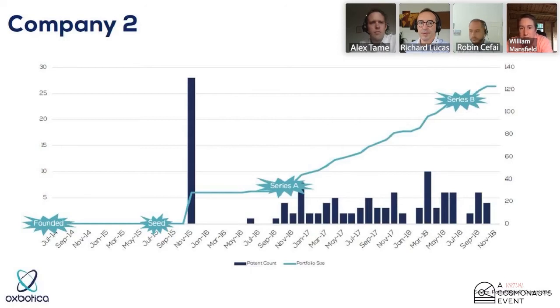I have no idea whether that trend has continued. This analysis was done ages ago. But again, very interesting that here's a company that is investing very heavily in building up a portfolio of patented technology around its business. Compare that to the first company, who have just been strategically filing a few, maybe.